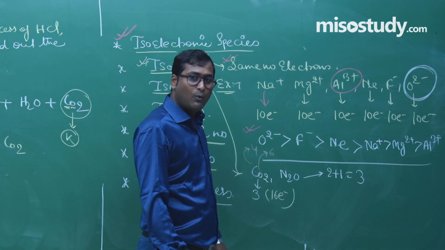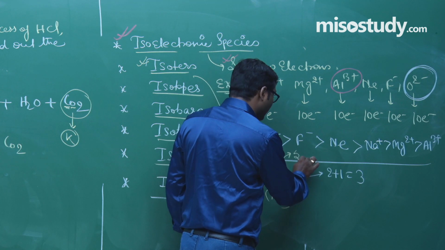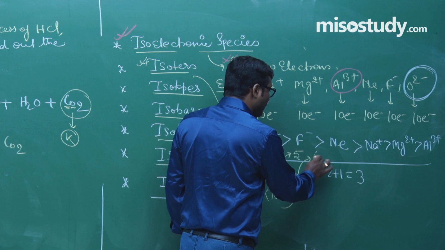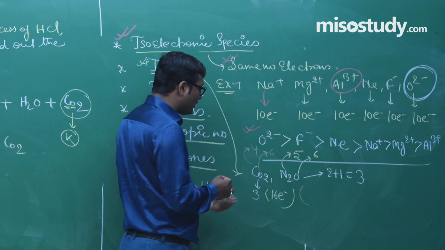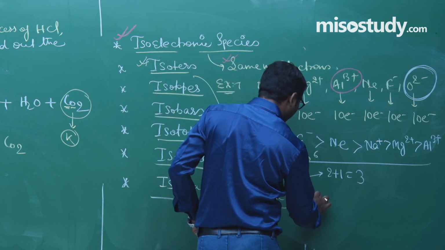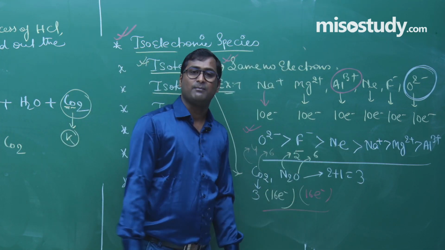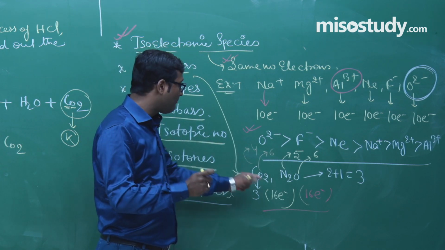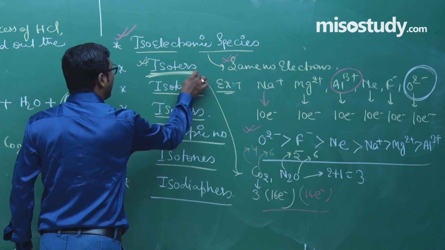Now for N2O, what is the atomic number of N? That is 7. What is the valence electron, my friend? 5. What is the atomic number of oxygen? That is 8. What is the valence electron? 6. Now in N2O, how many valence electrons? 2 times 5, 10. 10 plus 6, 16, my friend. Check it out. Both have the same number of atoms and the same number of valence electrons. If two molecules have the same number of atoms and the same number of valence electrons, then they are isotopes.